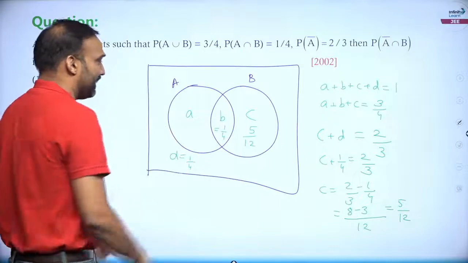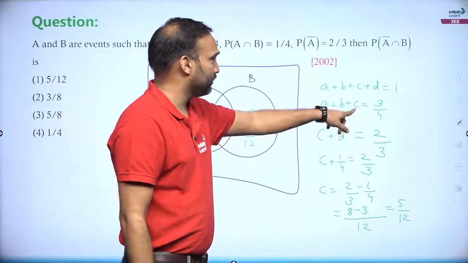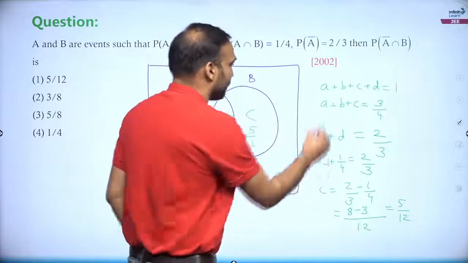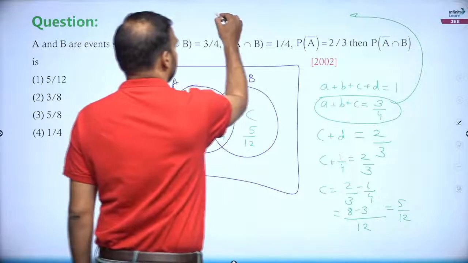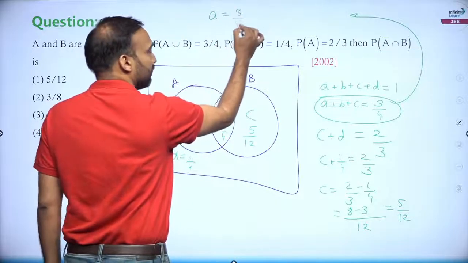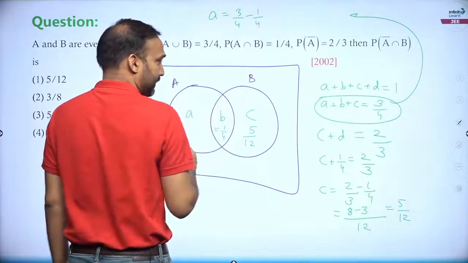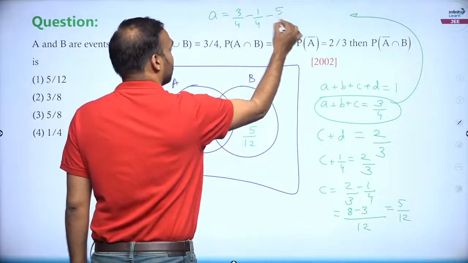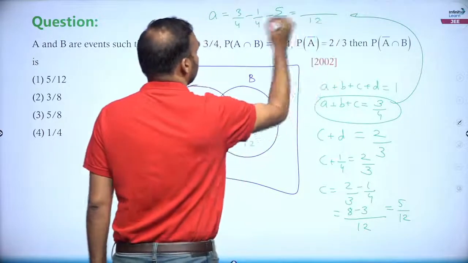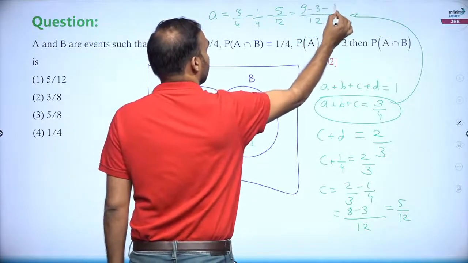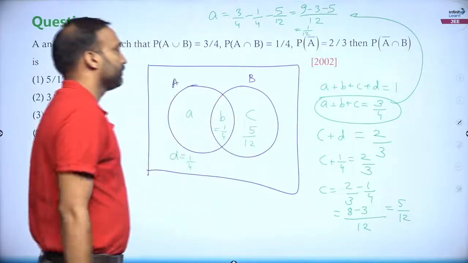So if B, C, D are known, I can easily calculate A. Let us calculate A. Put the value of C over here. I know C, I know B, so from here I will calculate the value of A. So A is nothing but 3 by 4 minus B, 1 by 4, minus C, that is 5 by 12. So I take the LCM 12, that is 9 minus 3 minus 5. So I got 1 by 12.